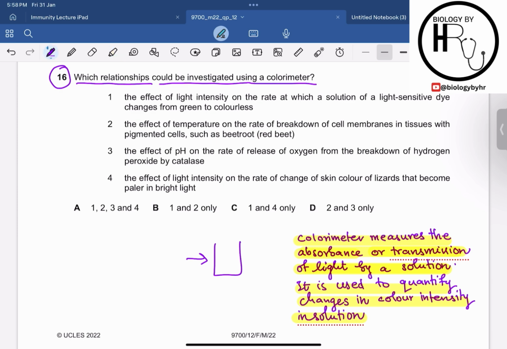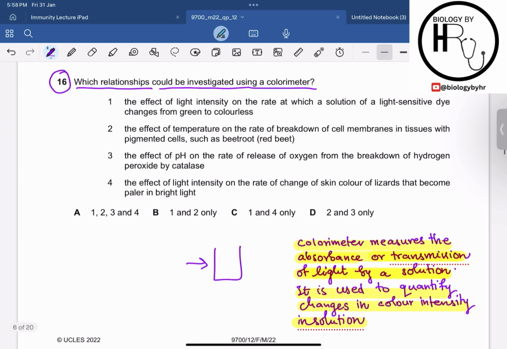Now let's read the statements one by one and let us see what could be investigated using a colorimeter. The effect of light intensity on the rate at which the solution of the light sensitive dye changes from green to colorless. So they are basically saying that whenever you strike the light on it, the rate at which the solution which you have put in the beaker of a light sensitive dye changes from green to colorless.